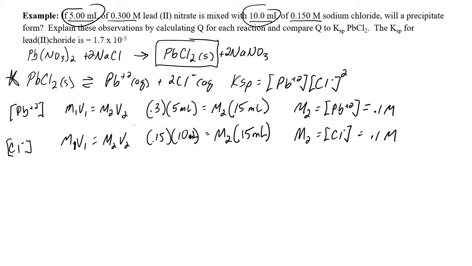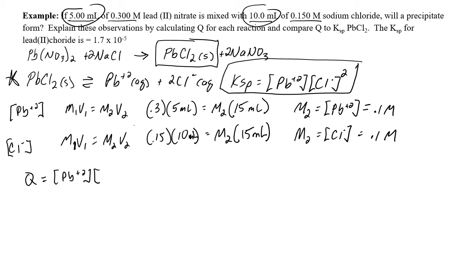I'm going to plug this into my KSP expression, but instead of calculating KSP, I want to calculate Q. So Q, written the same way. We don't know if we're at equilibrium or not. It's going to be 0.1 times 0.1 squared. And Q equals 1 times 10 to the negative third.